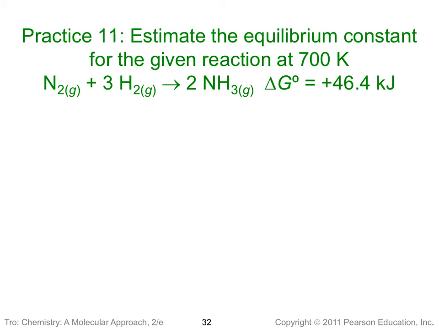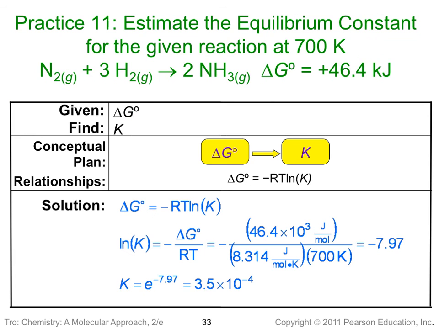One more of these. We can estimate the equilibrium constant for this reaction at 700 K. Here it is. You're given the delta G, you're told it's at 700 K. You have 8.314, and you come up with minus 7.97. And again, plug that into e to the minus 7.97. You get 3.5 times 10 to the minus 4.